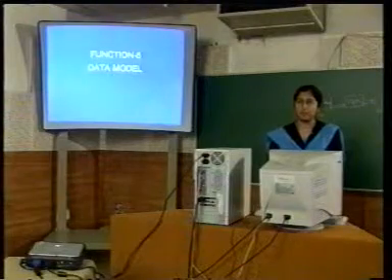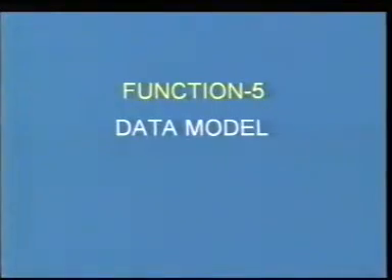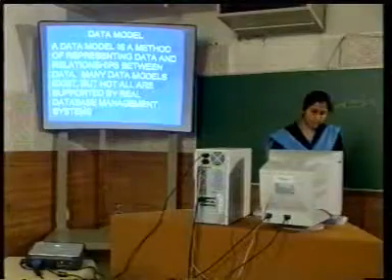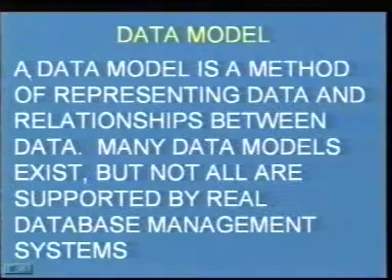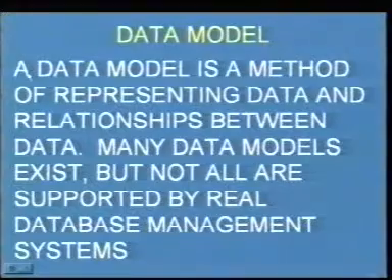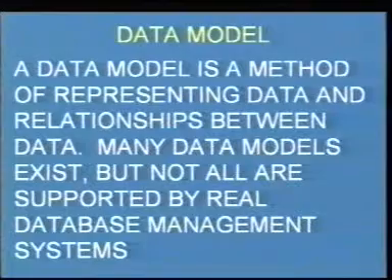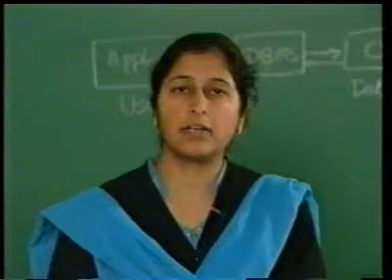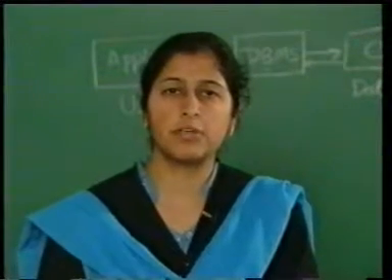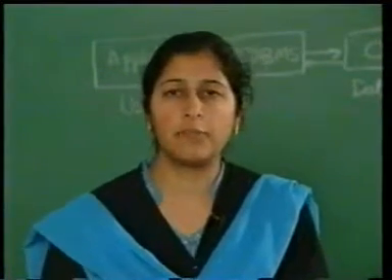Function 5 of DBMS is to support a data model. A data model is a method of representing data and relationships between data. Many data models like entity relationship model, which we have already discussed in this series, exist, but not all data models are supported by real database management systems. But it is sure that a DBMS will always support one or other kind of data model.